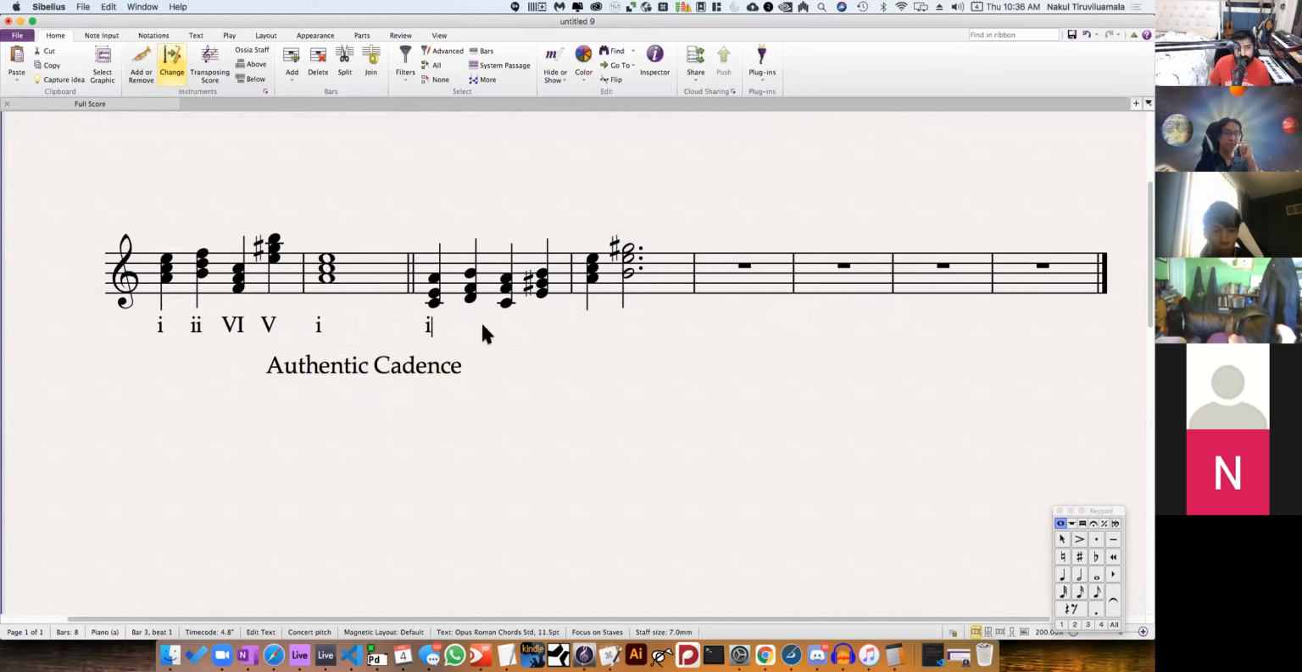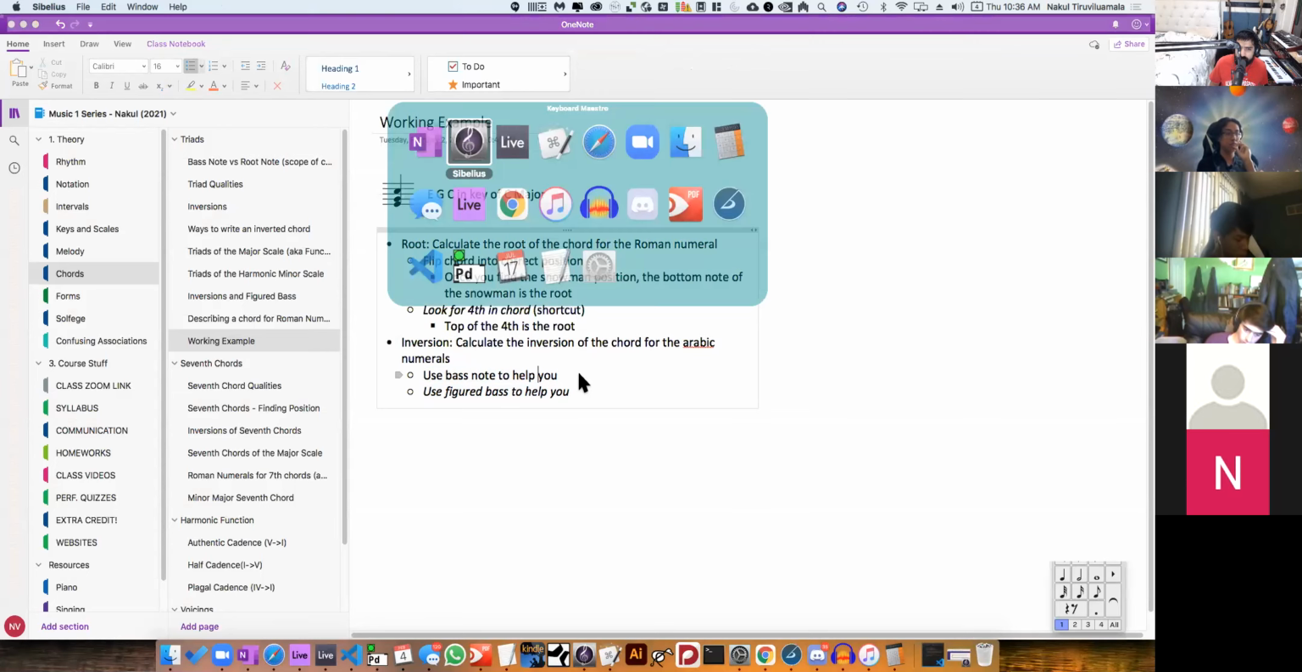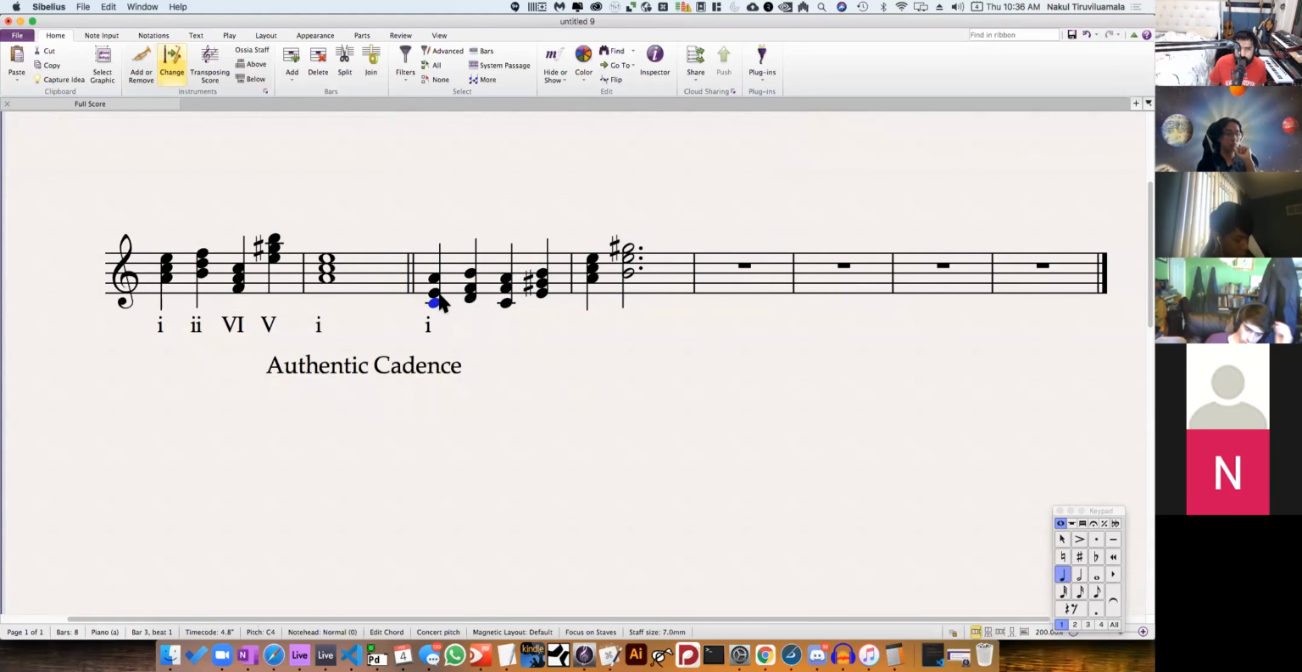Now let's figure out the inversion. Roman numeral analysis contains two components, the root and the inversion. If we calculate the inversion, we use Arabic numerals. One thing we can do is compare the bass note against the actual position in the root position version of the chord, or we can use figured bass.